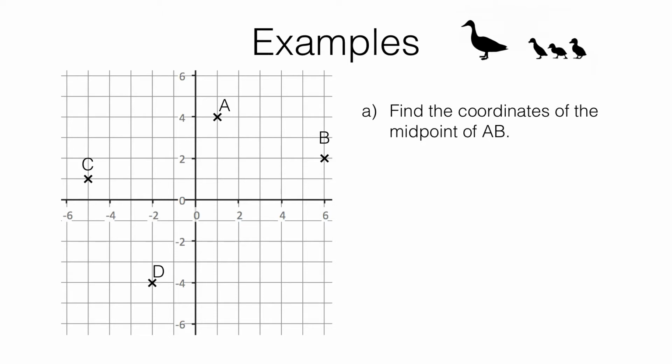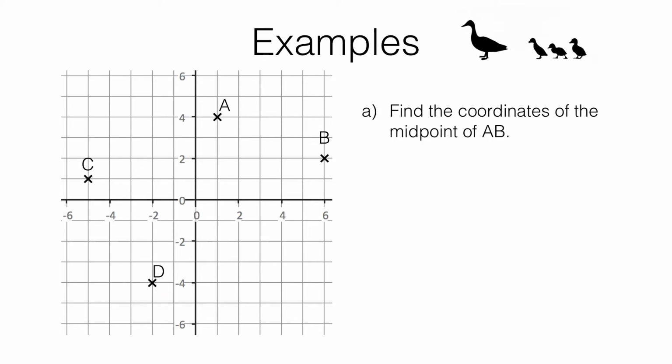Before continuing with this video, you need to be comfortable with coordinates. For example, you need to know that A is at the point (1, 4), and something like C is at the point (-5, 1), and D is at the point (-2, -4), and so on. If these don't make sense to you, you need to go back to topic G11a.